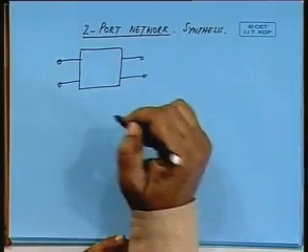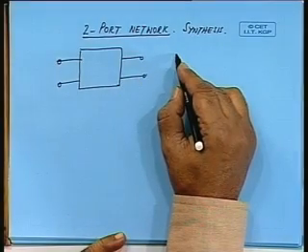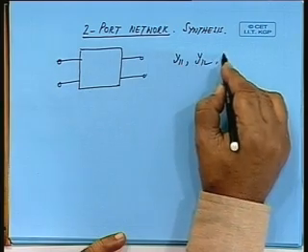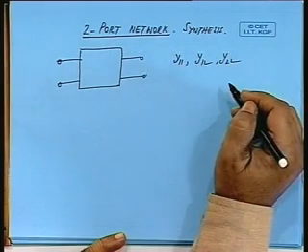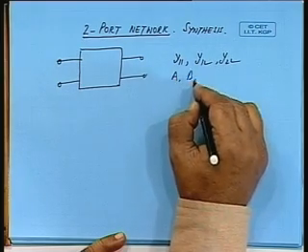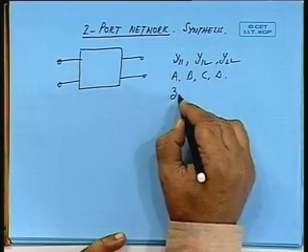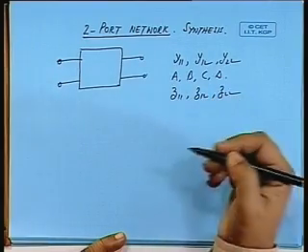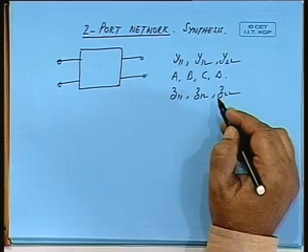Good morning friends. Today we will be discussing two port network synthesis. You know, in case of a two port, you have various specifications. You may have for a two port network y11, y12, y22, these are the parameters, or maybe A, B, C, D, or z parameters and so on. These are the three commonly used sets.